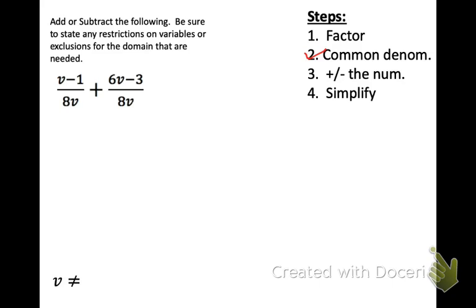So step 3, we're going to add or subtract the numerators. In this case, we're adding because there's a plus sign. So I'm just combining like terms up here. My 1v and 6v will give me 7v, and -1 and -3 will give me a -4. On the bottom, I keep the denominator the same. And then step 4 is simplify. So I'm looking to see if I can factor this. I can't. I can't pull anything out of 7 and 4, so this is just my final answer.